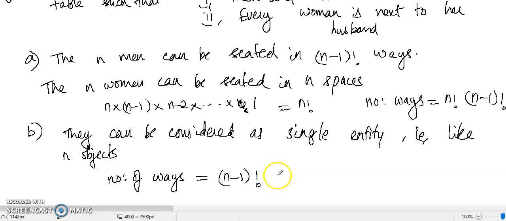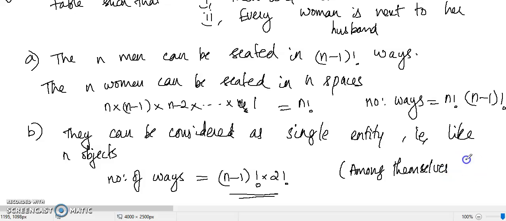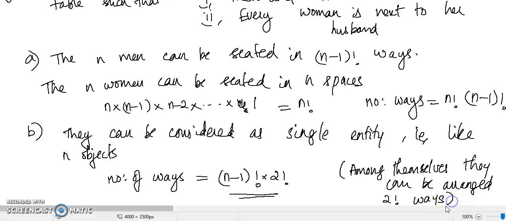In each group, single entity now, inside the entity they can be arranged among themselves in 2 factorial ways. So among themselves they can be arranged in 2 factorial ways. So when you take the product, you will get n minus 1 factorial into 2 factorial to the power n, the required number of permutations.